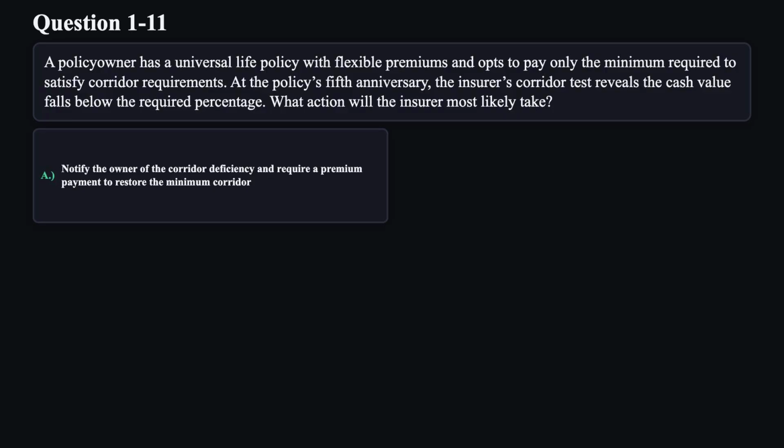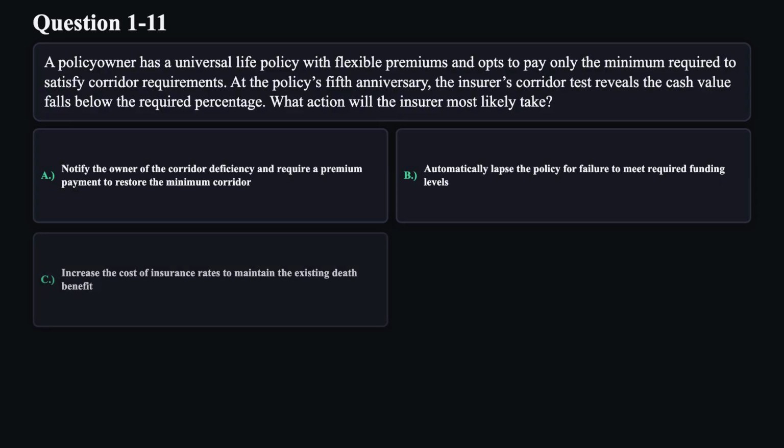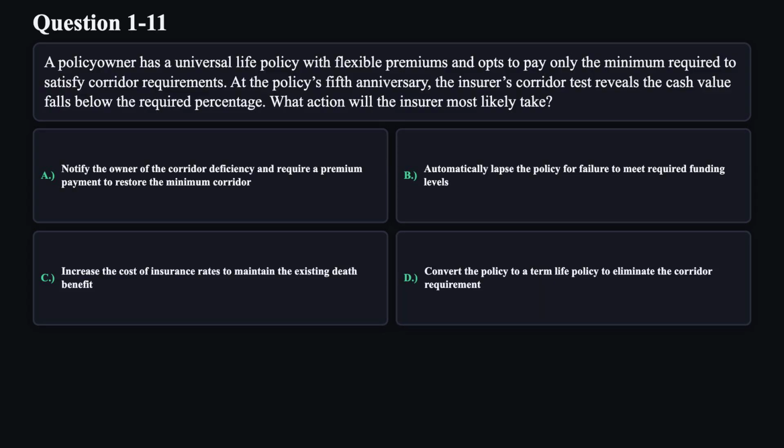A. Notify the owner of the corridor deficiency and require a premium payment to restore the minimum corridor. B. Automatically lapse the policy for failure to meet required funding levels. C. Increase the cost of insurance rates to maintain the existing death benefit. D. Convert the policy to a term life policy to eliminate the corridor requirement.